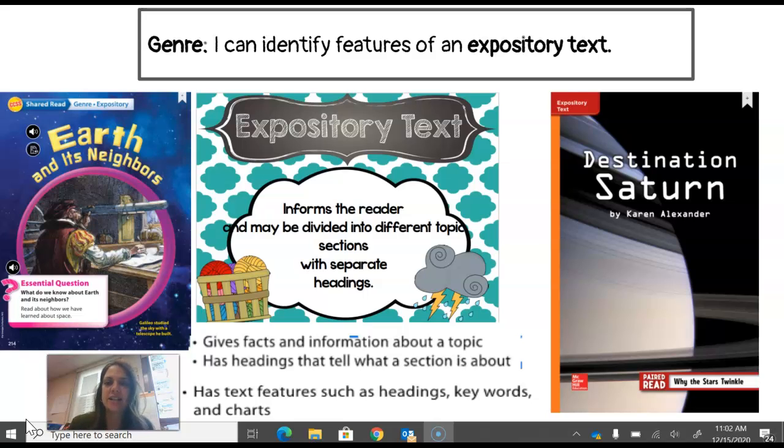Genre. I can identify features of an expository text. Now, we've heard this genre before. We've read it a couple times this year already. And let's review what the features are of an expository text.